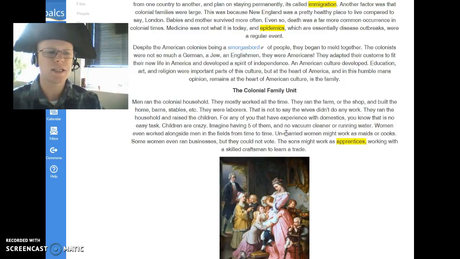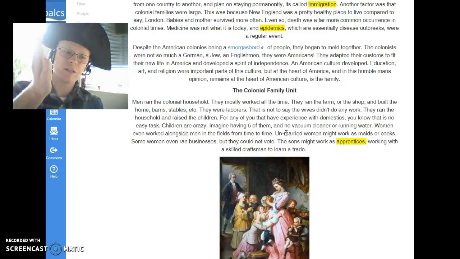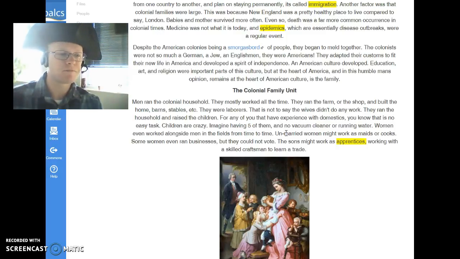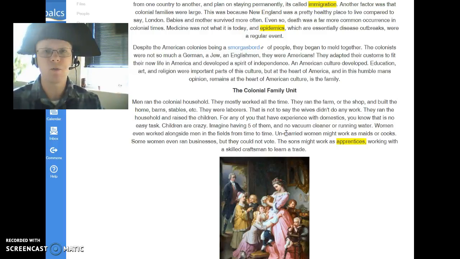Women even worked alongside men in the fields from time to time. Unmarried women might work as maids or cooks. Some women even ran businesses, like women that never got married, or widows. Yes, widows. But even if they were running a business or owned property, they could not vote. The sons might work as apprentices, working with skilled craftsmen to learn a trade. And then daughters were pretty much raised to be wives, domestic, things like that.